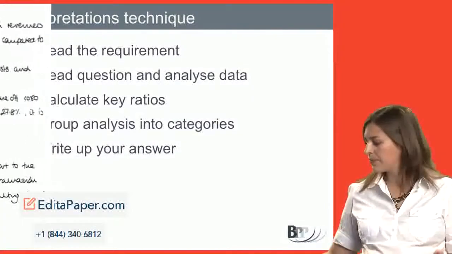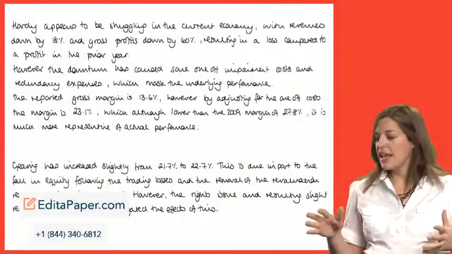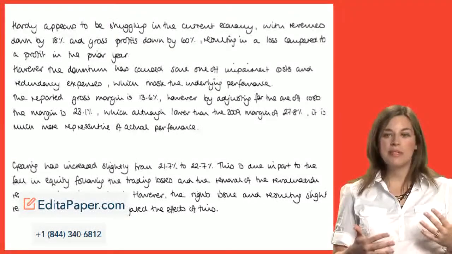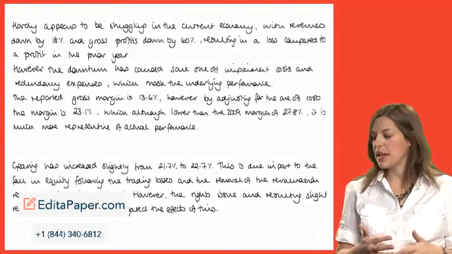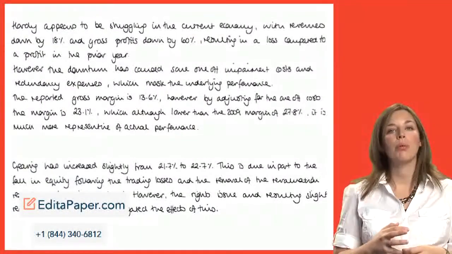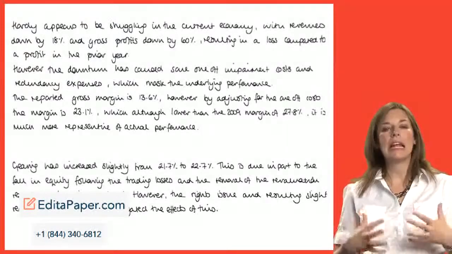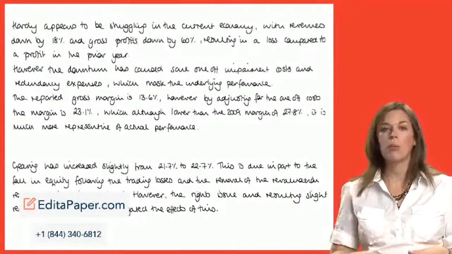to give you an example of where you need to go to score some marks. So you can see here, Hardy appears to be struggling in the current economy. Revenues are down by 18% and gross profits are down by 60%, resulting in a loss compared to a profit in the prior year. So nice, just straightforward headline, what's going on? Clearly performance isn't very good. So what about that ratio?